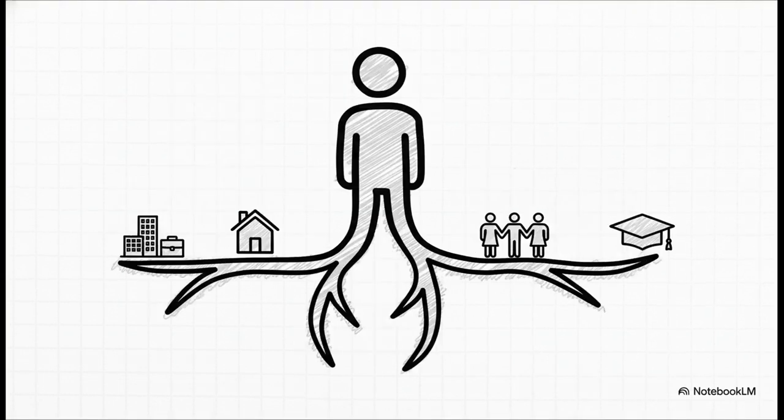I like to think of these ties as roots that are anchoring you to your home country. Things like having a stable job, owning property, having close family commitments like a spouse or kids, or even being enrolled in school. These are all really powerful indicators that you have a life to return to.